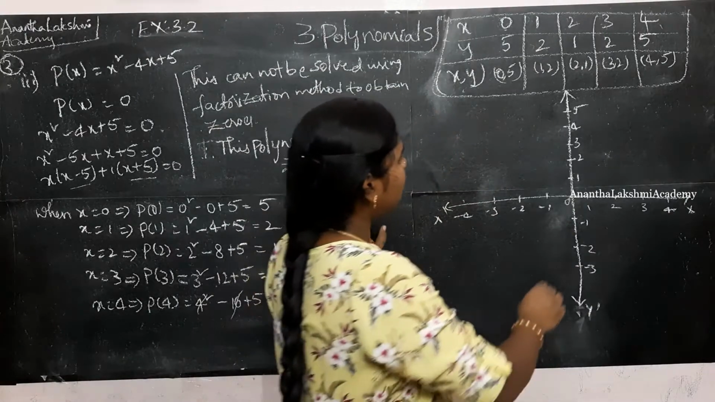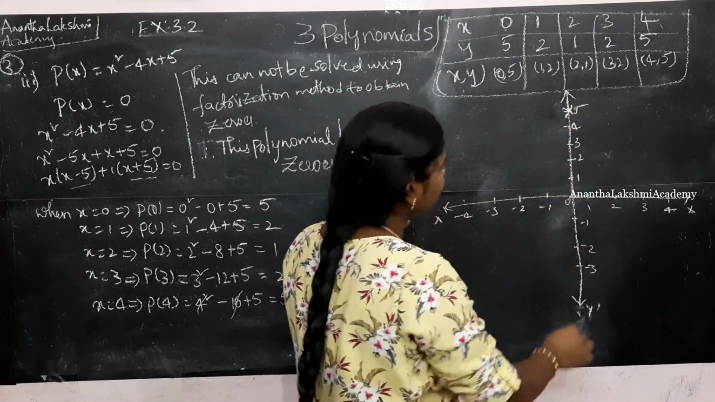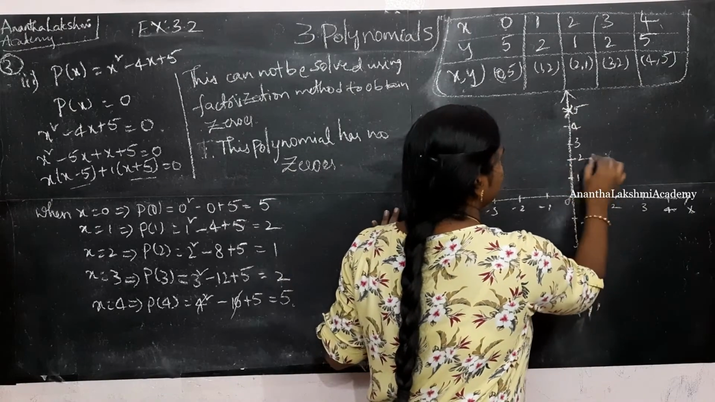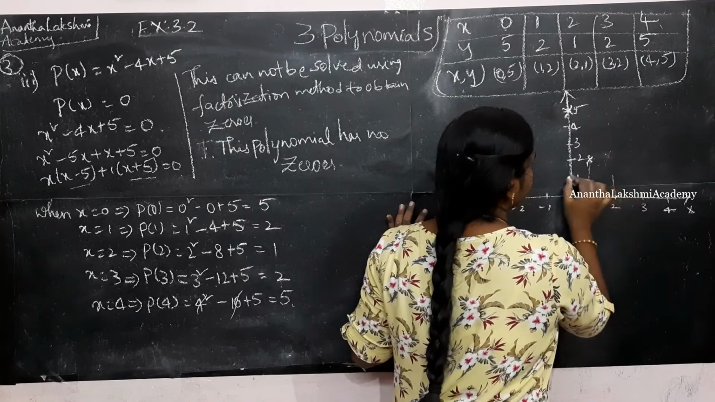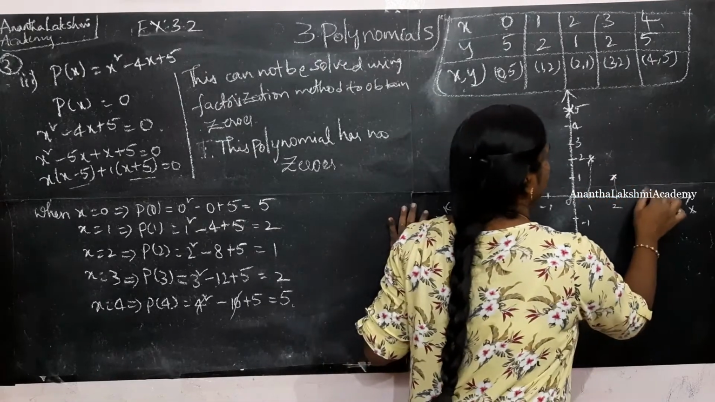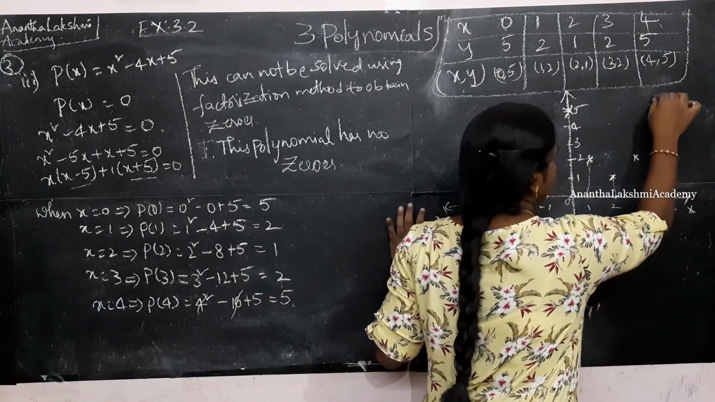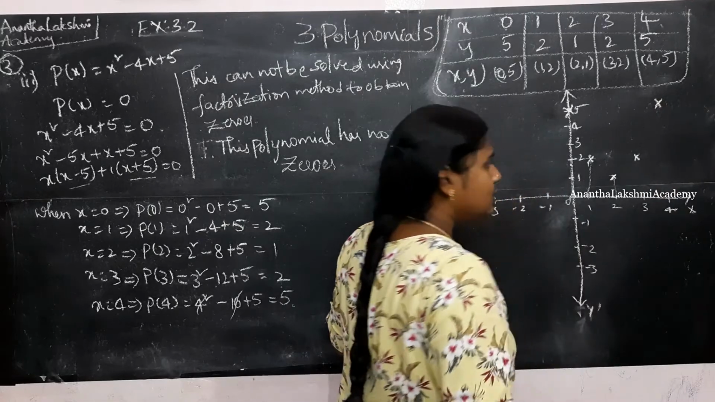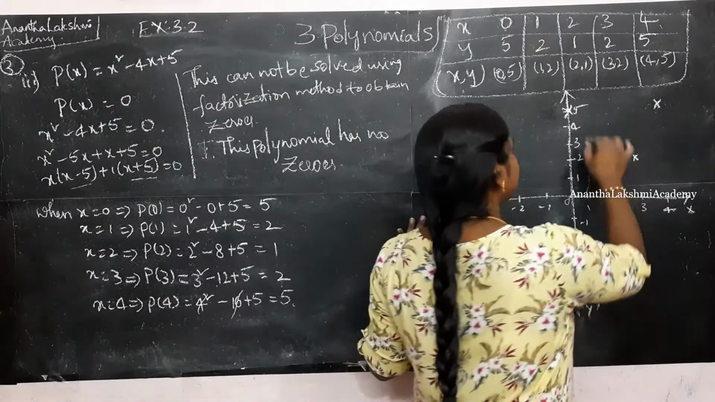For the value of x, when it is 0, y is 5. When it is 1, this is 2, so mark it here. When it is 2, it is 1, here and here, the intersection is here. Then for 3, it is going up again to 2, and for 4, it went up again to 5. So now that we are done plotting the points, let's join them.